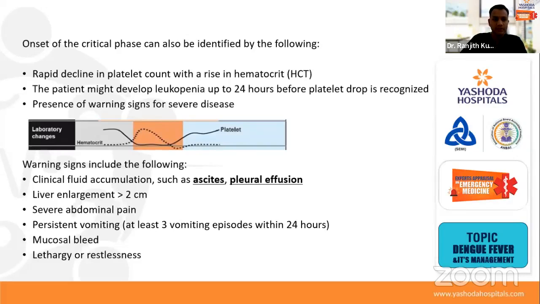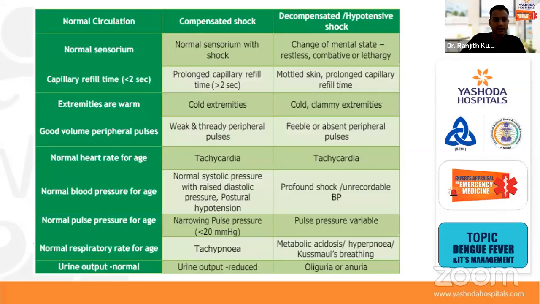Just prior to this, the patient might develop leukopenia up to 24 hours before the platelet drop, and the presence of warning signs for severe disease. Warning signs include third space loss, like ascites, pleural effusions, liver enlargement of more than 2 centimeters, severe abdominal pain, vomiting of more than 3 episodes within 24 hours, mucosal bleeds, lethargy, and rise in hematocrit and low platelets.